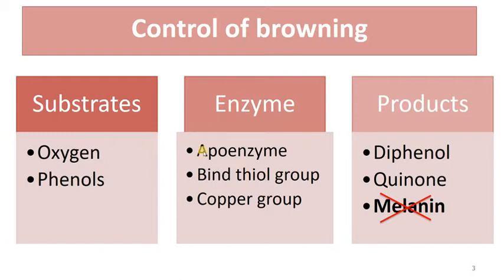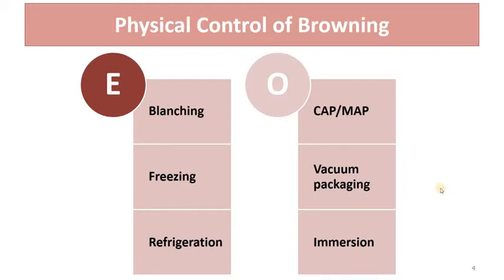We can also target the products that are formed. As we already mentioned, we had three products that are formed: a diphenol, a quinone, and then melanin. So in terms of products, we can actually get away with targeting the diphenol and the quinone because then color formation hasn't started. It is actually futile trying to target the melanin because by then color production would have taken place. So the next step is that we're going to talk about the physical ways of controlling browning.